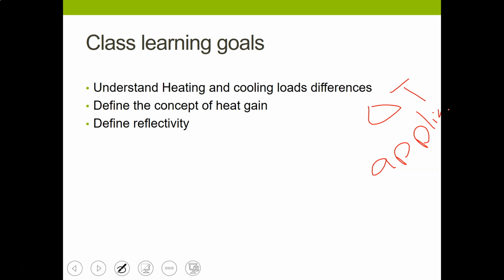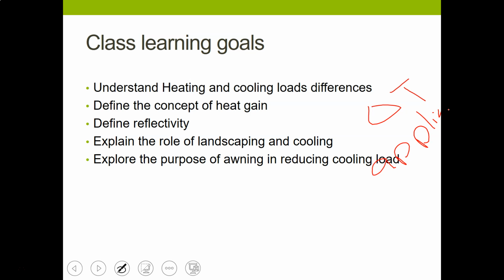We will talk about reflectivity and what that means to us and how it helps us when it comes to cooling. We'll explain the role of landscaping in cooling. That is a very, very important concept and will give you a lot of idea on the importance of having landscape, grass, trees, shade of trees, and why it is important to care about vegetation in a city or around your house as well. We'll also explore the purpose of awnings and how they help in reducing cooling load.